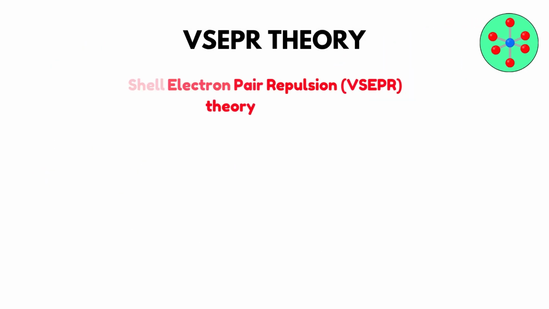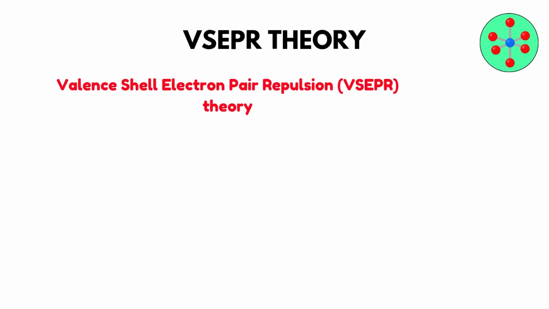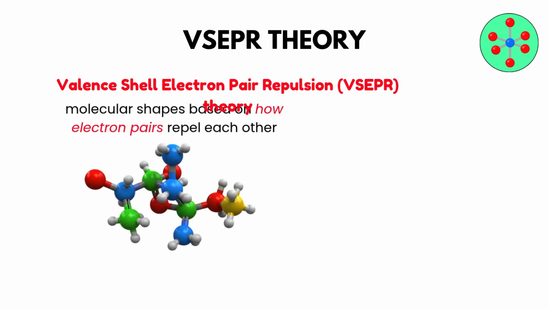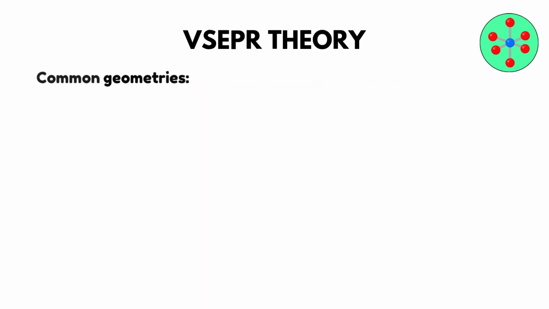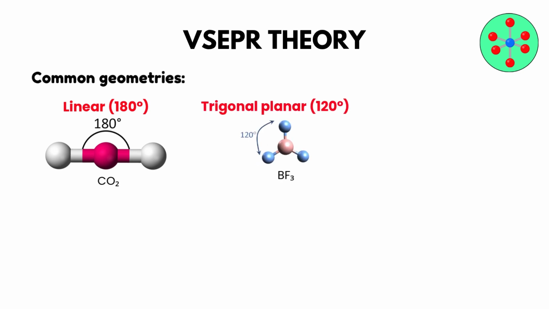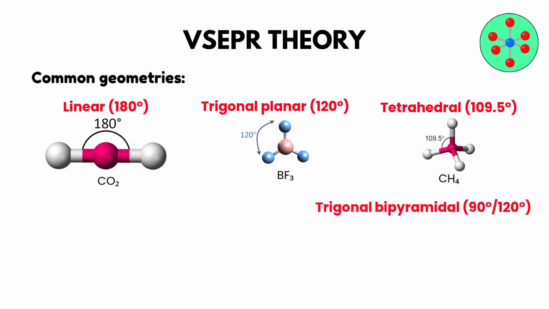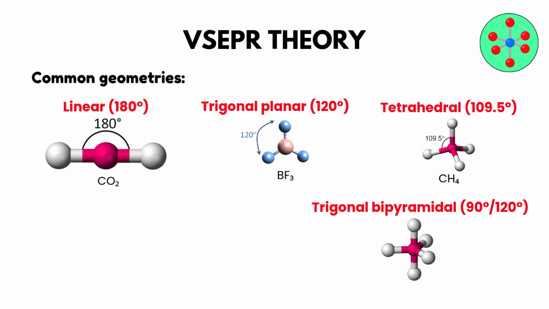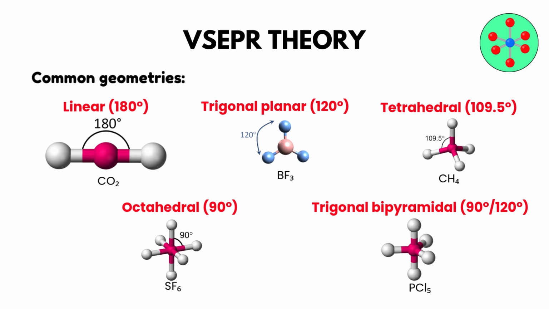VSEPR theory. Valence shell electron pair repulsion. VSEPR theory predicts molecular shapes based on how electron pairs repel each other. Think of it as electron pairs want to be as far apart as possible. Common geometries: linear, 180 degrees, e.g., CO2. Trigonal planar, 120 degrees, e.g., BF3. Tetrahedral, 109.5 degrees, e.g., CH4. Trigonal bipyramidal, 90 degrees/120 degrees, e.g., PCl5. Octahedral, 90 degrees, e.g., SF6. Recognizing these shapes helps you predict polarity. A common MCAT reasoning question.